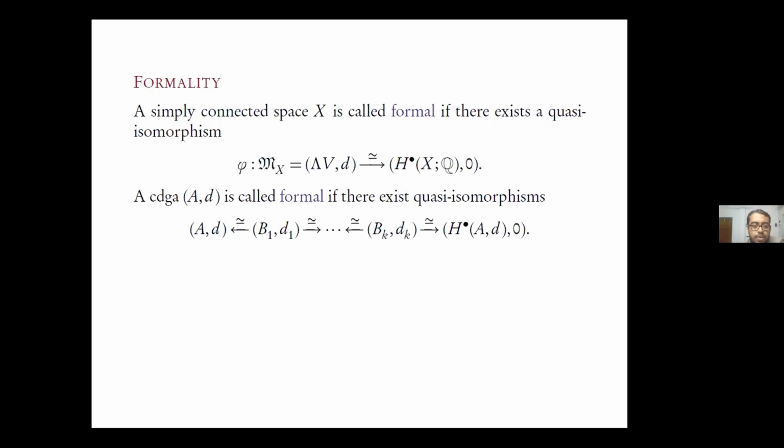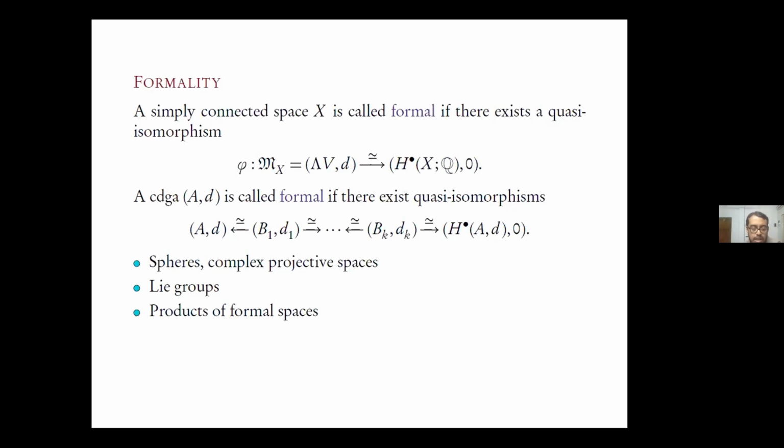Okay, so everything here is over Q. Again, what are examples of formal spaces? Spheres are formal. Complex projective spaces are formal, although I didn't do that computation, but it's pretty similar. Lie groups are formal. And if you take products of formal spaces, they are going to be formal. And if you take retracts of formal spaces, they're also formal.